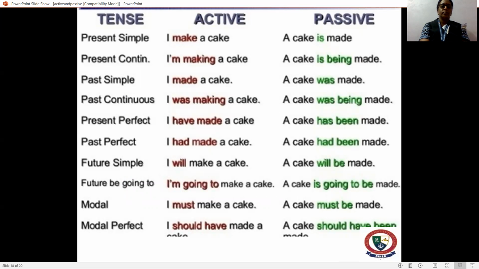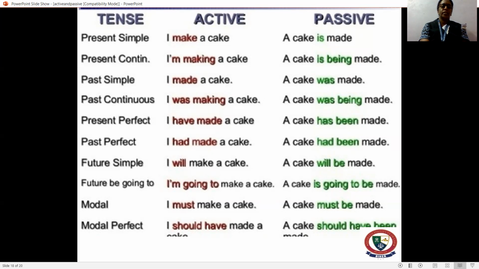Now, I've given a tabular column which will help students to remember once they try to change it from active to passive or passive to active with a tense. So if it is simple tense, what has to be done? If it is simple continuous, what needs to be done? If you remember this table, one can very easily convert sentences from one form to another.